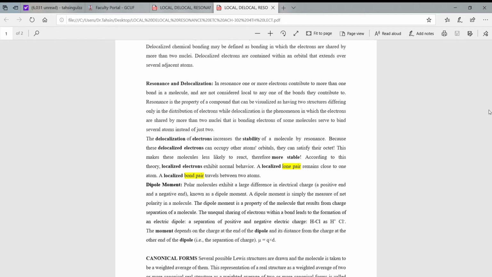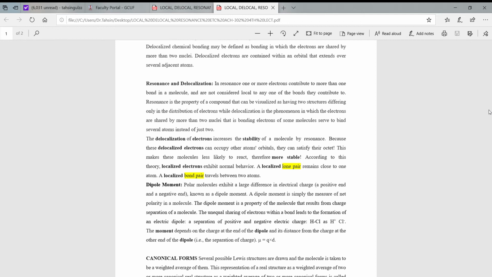Anything ending in -ate, oxalate, phosphate, sulfate, is used for anything which is negative. Carboxylate, formate, phosphate, sulfate. So formate means negative because the proton is removed.